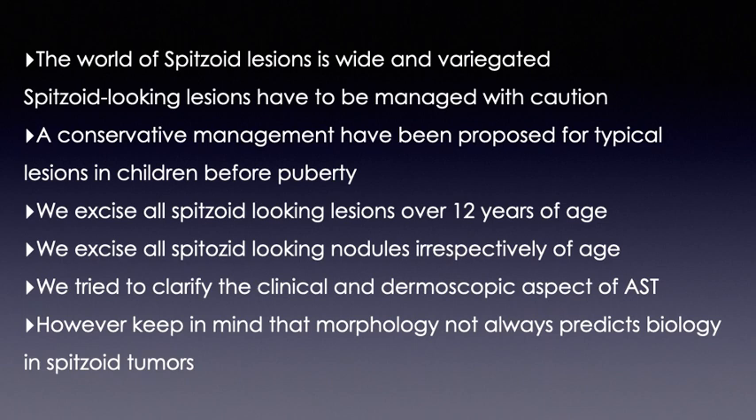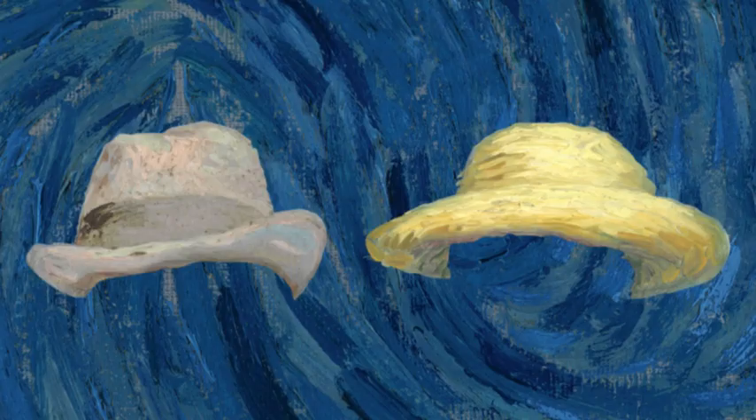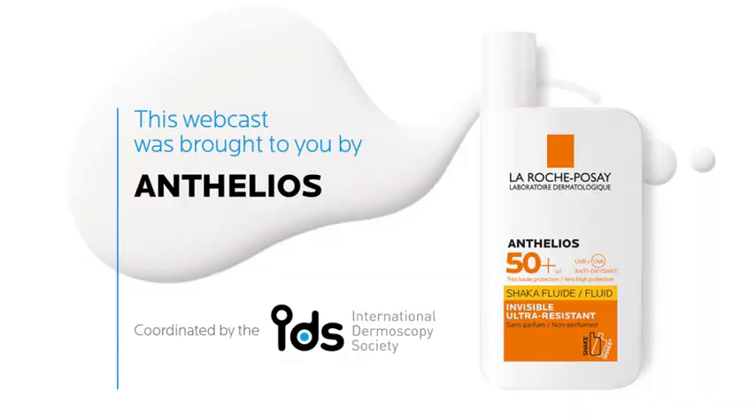So the rule of following the lesions before 12 years of age is a rule just for flat or slightly pigmented lesions, but not for nodules. So we excise all spitzoid-looking nodules irrespective of age. We tried to clarify the clinical and dermoscopic aspect of atypical Spitz tumors. However, keep in mind that unfortunately morphology does not always predict biology in spitzoid tumors. So thanks a lot for your attention.